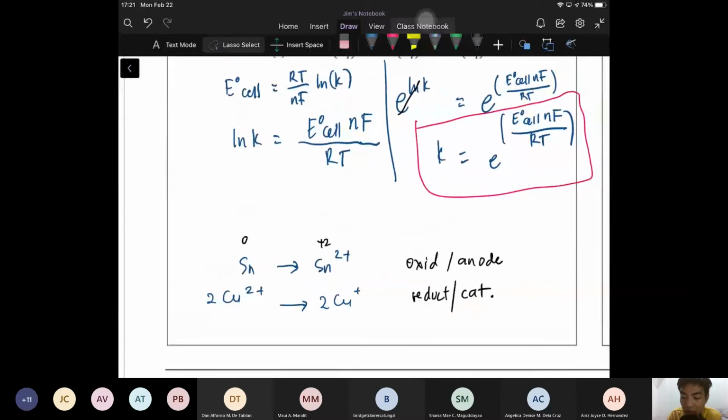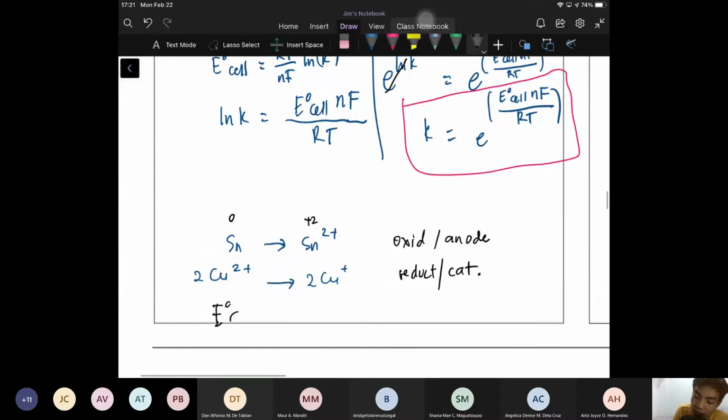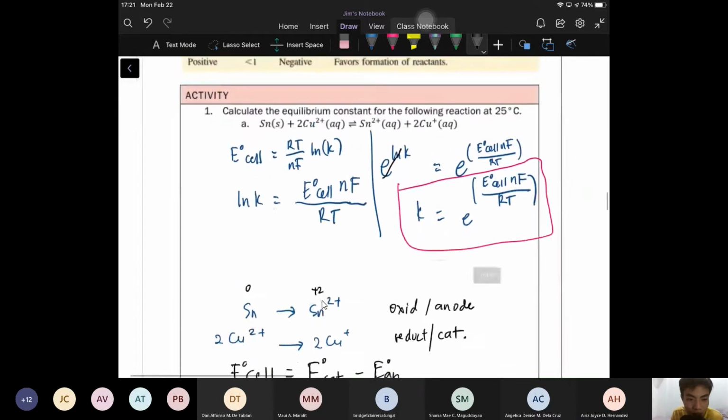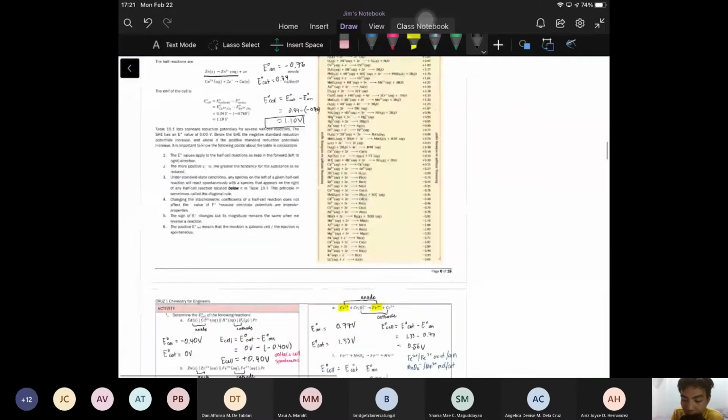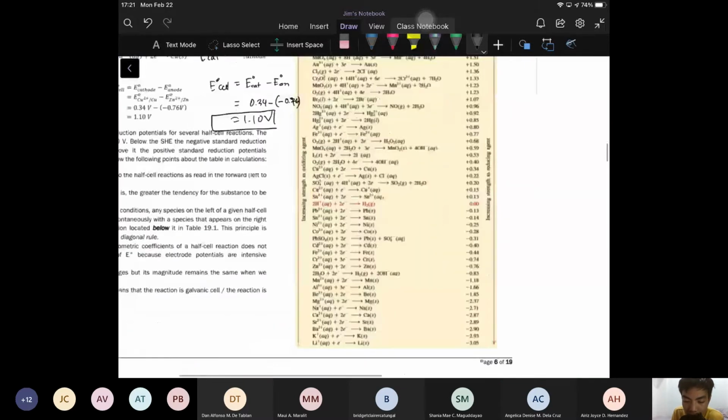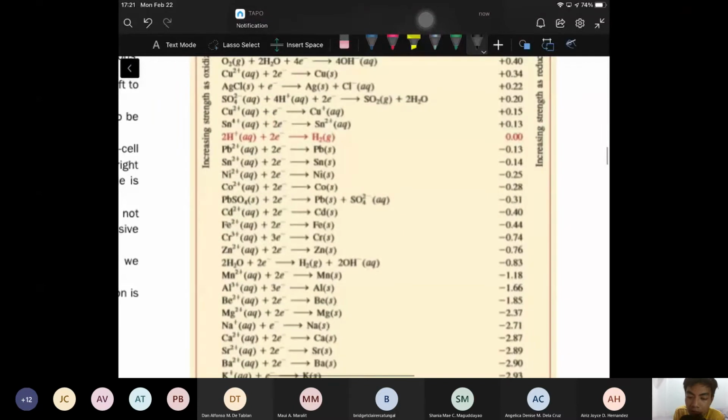Solve natin yung E not cell. E not cell equals E cathode minus E anode. Cathode, hanapin natin yung copper 2 plus to copper. Hanapin natin dito sa table. Copper 2 plus copper. Ang daming nakalista. Ito, nakita ko na.